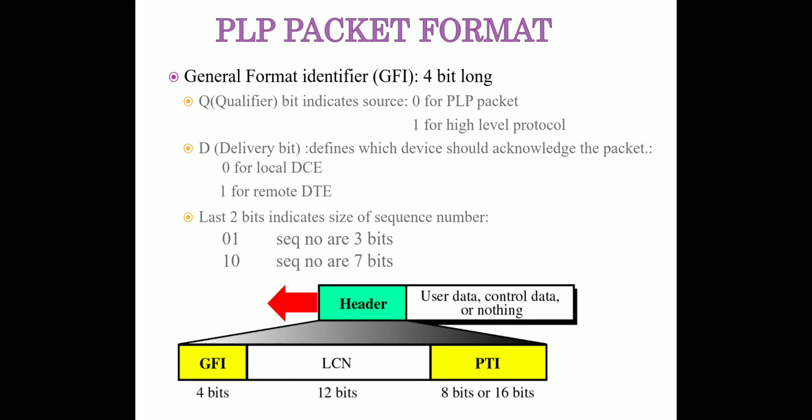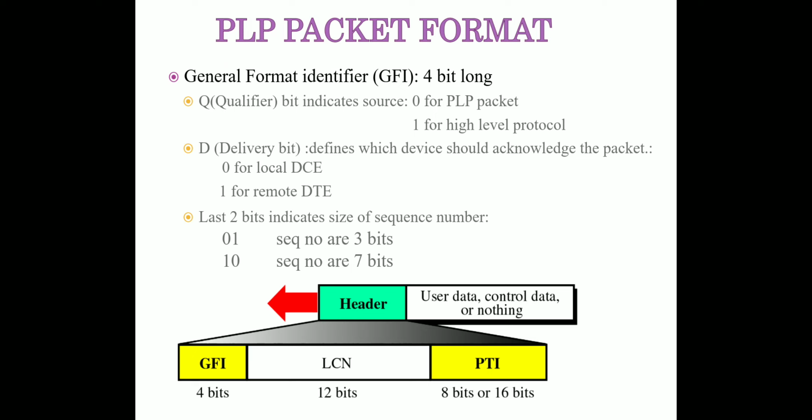Basically, the PLP packet has a 3-byte or 4-byte header and then an additional optional information field. So we're going to talk about the header. The header will have a GFI, the general format identifier, an LCN, the logical channel number, and a PTI. The GFI is 4 bits long, the LCN is 12 bits long, and the PTI is either 8 bits or 16 bits long.